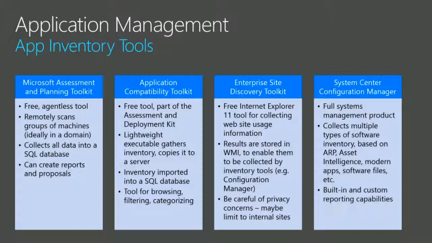Configuration Manager can gather inventory from your machines. It does it all the time. And it grabs it in more than one way, because there's not always one best way. Add and remove program entries is one way to do it. Config Manager will grab that as part of the hardware inventory. Asset Intelligence tries to use more heuristics to grab information.